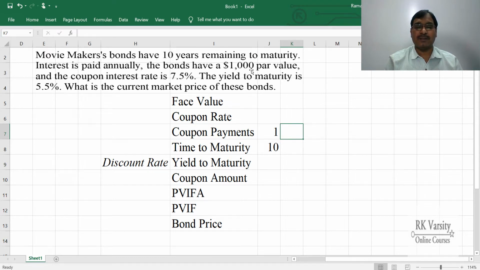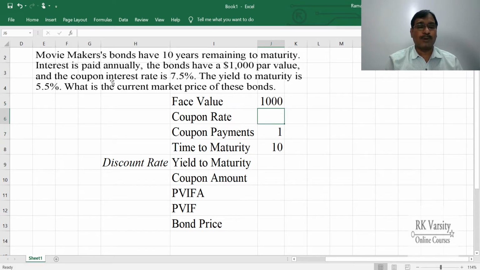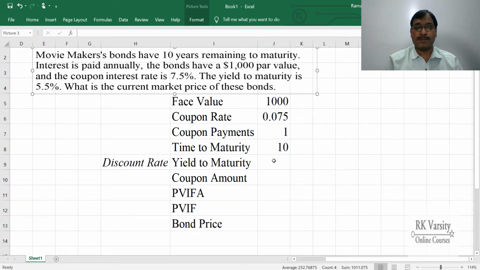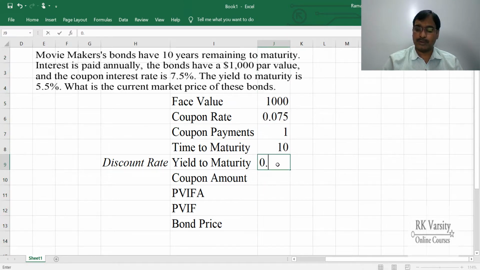Then the bonds have a $1,000 par value, or face value, or par value is $1,000. Then the coupon interest rate is 7.5%, that is 0.075 is the annual coupon rate. Then the yield to maturity is 5.5%. So using this you need to calculate the bond price.